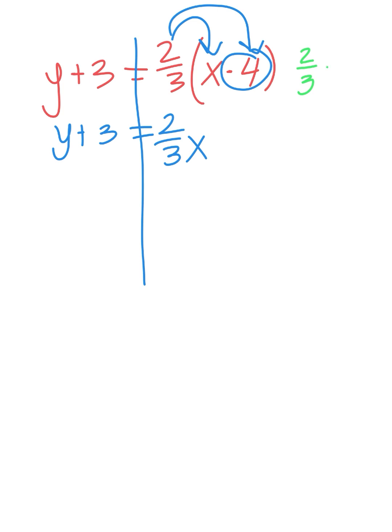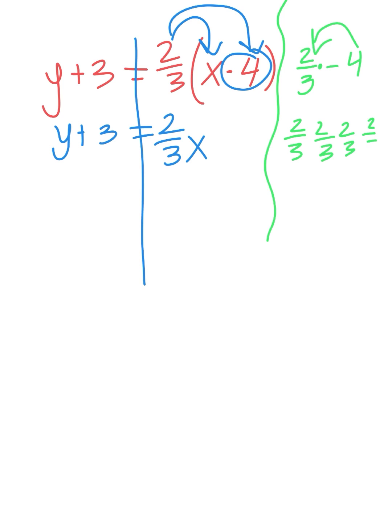2/3 times -4. Okay? So this is just explaining what we're doing. Oops, I got to put a times there. Timesing something by 4 means you need 4 copies of it. Okay? So if I have 4 copies of 2/3, that would be 2/3, 2/3, 2/3, 2/3. Multiplication is nothing other than repeated addition.